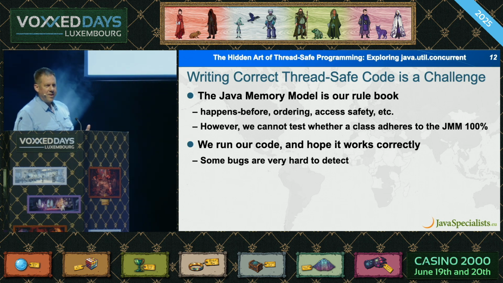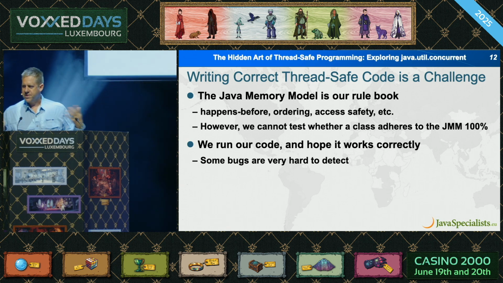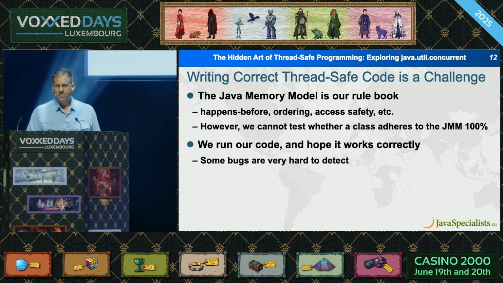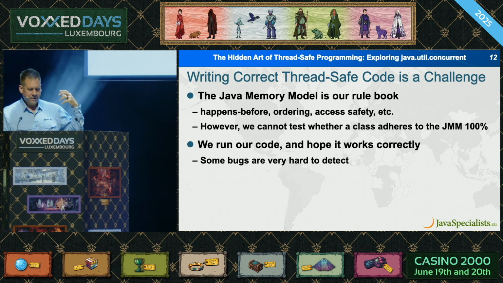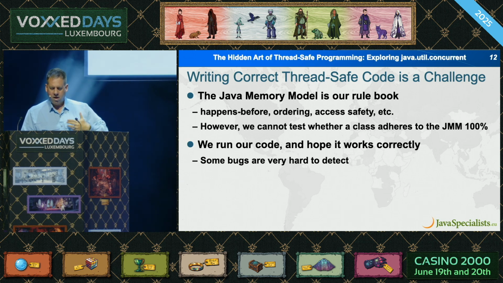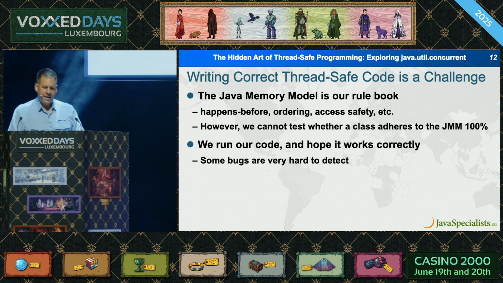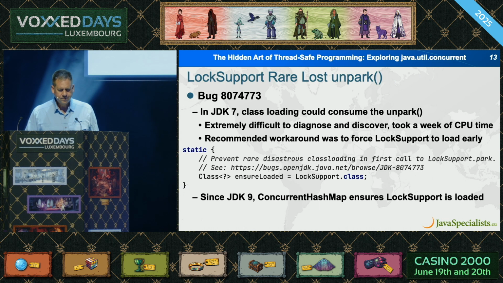The problem is that there's no way of testing whether our classes adhere to the Java memory model 100%. We can run our code, and it might work perfectly well on Intel, and then we go to ARM64, and our code might fail because it broke one of the rules of the Java memory model, but we didn't realize that. And so sometimes it's really hard to detect the bugs. We run the code, we hope it works correctly, and really one of the best ways to find the bugs is to have lots of people use that particular code.